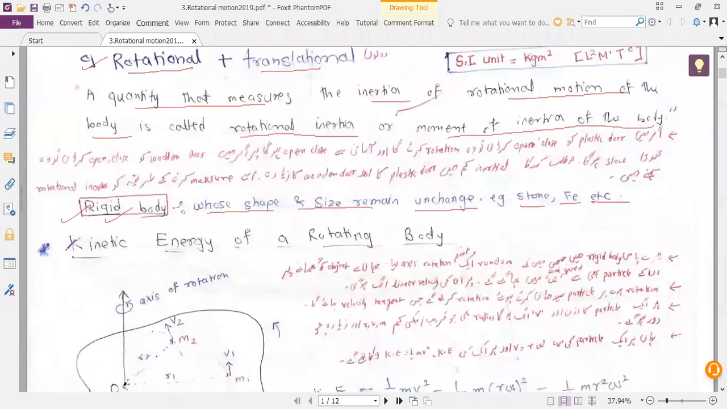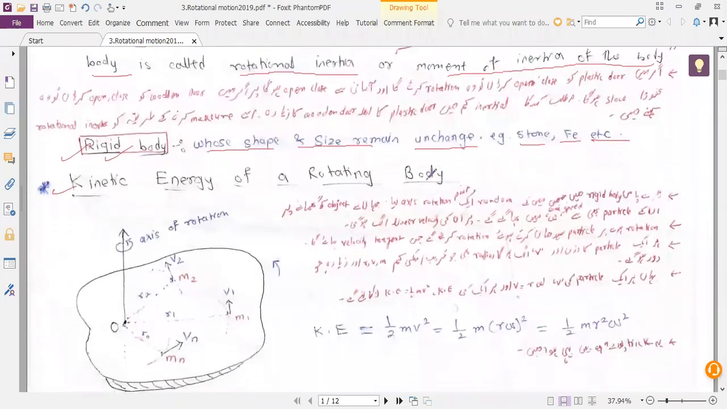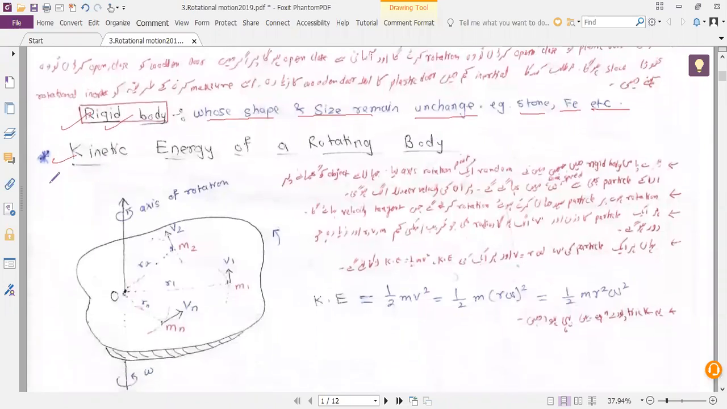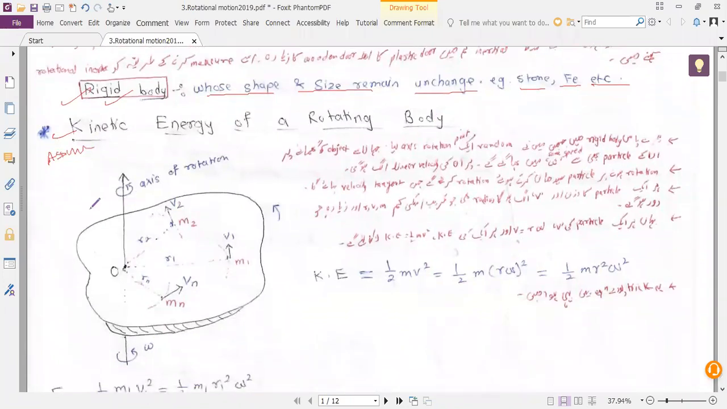Now in this second topic, we will understand the kinetic energy of a rotating body. For understanding this part, we take an example. Assume that we have one rigid body whose shape is shapeless. We can take a book, a mobile, anything. So I'm making here a shapeless body.